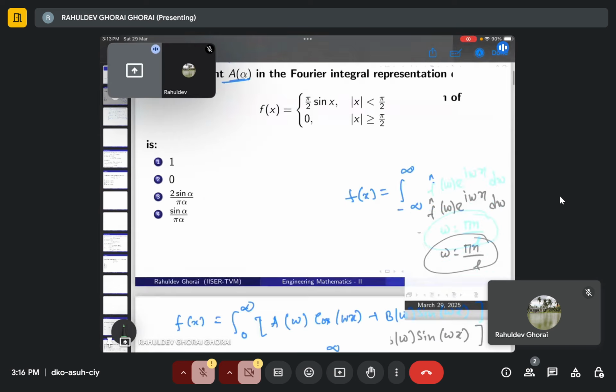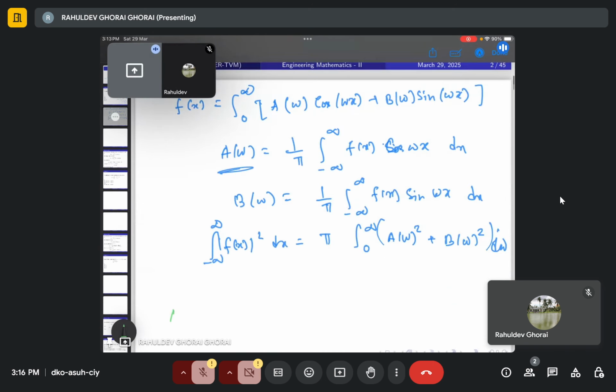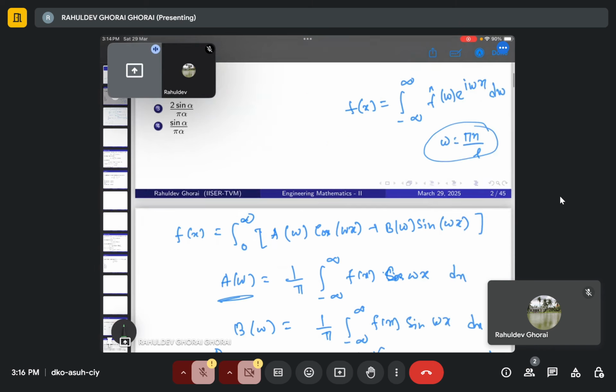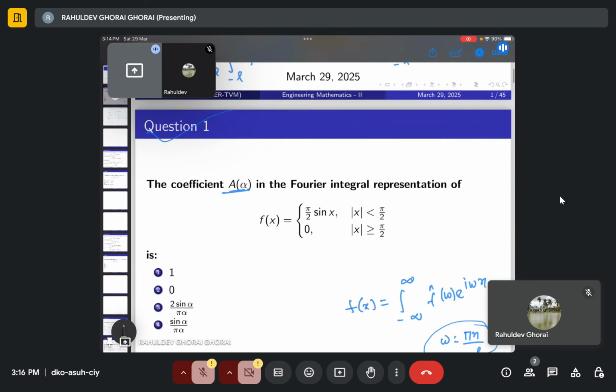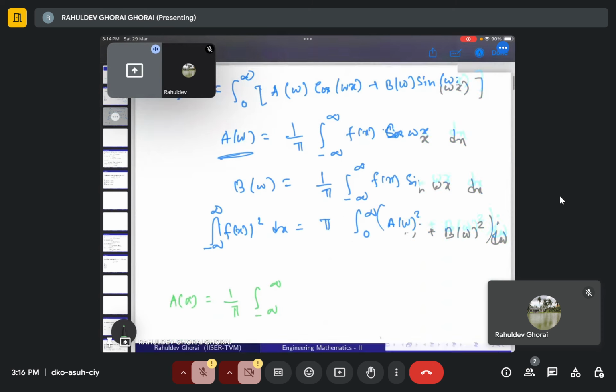Here, as it is said, we will start with A(alpha). What is that? A(alpha) would be 1 over pi, integral from minus infinity to infinity. What is now the f(x) value? f(x) will take pi over 2 sine x, right?